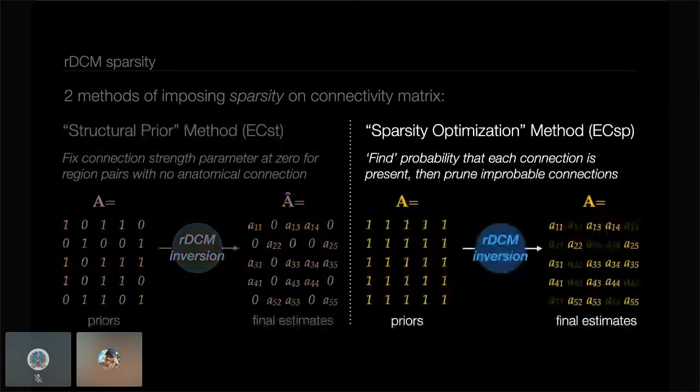The second method, which I'll nickname the sparsity optimization method, involves using another slightly altered version of rDCM, which includes extra hyperparameters, which represent the probability that a given connection is actually present. So in this case, the rDCM inversion procedure finds these probabilities through the variational Bayes technique, just as it finds the other hyperparameters. Then we would prune the connections which have a low probability that they are truly present.